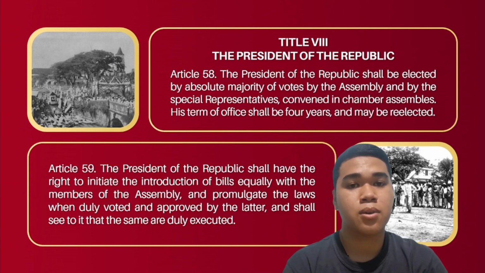The next one is Article 59. According to this article, the president is in charge of approving legislation as well as directing its implementation. The president has the right to propose new laws or changes to existing laws, just like members of the assembly. Once the assembly votes and approves a bill, the president is responsible for formally enacting it. This is known as promulgation. The president must ensure that the laws are properly amended and followed.